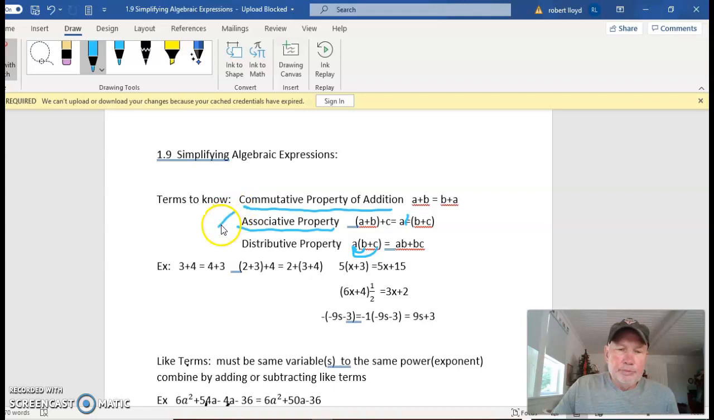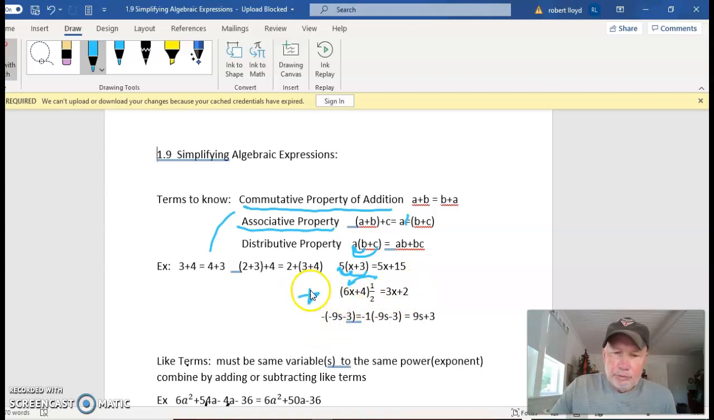For example of the commutative property, 3 plus 4 equals 4 plus 3. And the associative property, if we add the 2 and the 3 first, and then the 4, it's the same as adding the 3 and the 4 first, and then the 2. So the distributive property, 5 times the x is 5x, 5 times the 3 is positive 15. Now here we have the number which is a fraction on the other side. We do the same thing. Half of 6x is 3x. Half of 4 is 2.